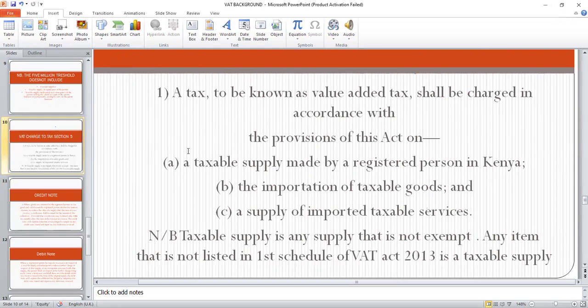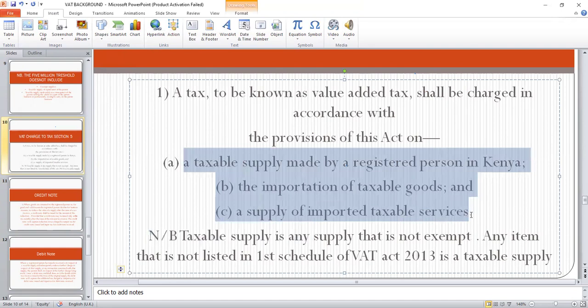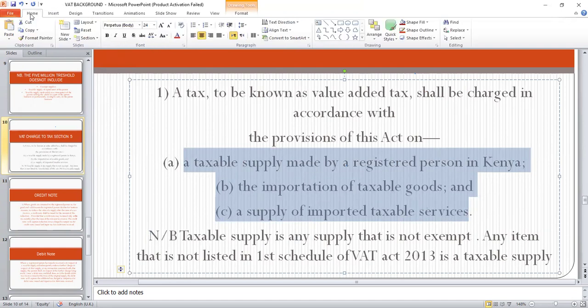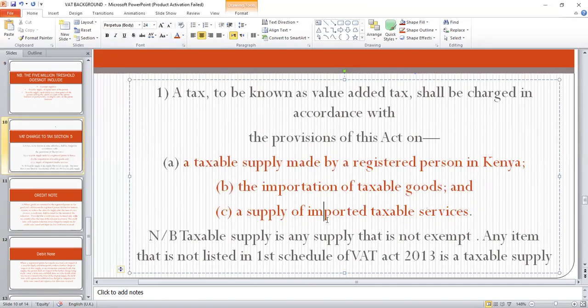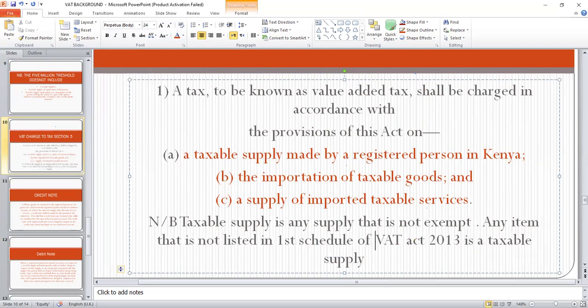So if you make these three, let me highlight them so that you're able to see them. These three that I have highlighted here: the taxable supply made by a registered person in Kenya, the importation of taxable goods, and also when you import taxable services, all of these three will be charged to VAT. I said here, NB, taxable supply is any supply that is not exempt. This means that any item that is not listed in the first schedule of the VAT Act 2013 is a taxable supply. Anything that is not in the first schedule, that means anything that is not exempt, is a taxable supply.